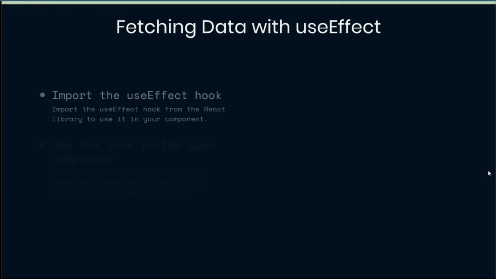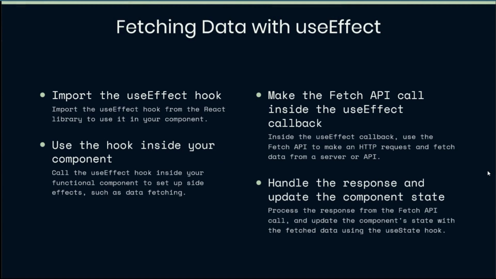So we want to give that empty dependency array to useEffect so that it will behave in that way. So how do we fetch data and use the useEffect hook? First of all, we need to import the useEffect hook into our functional component. We need to wire it up. And in that useEffect hook, if we give it an empty dependency array, it'll call one time when the component is loaded. And that is where we would like to use our Fetch API to make an HTTP request and fetch our data from the server or external API.